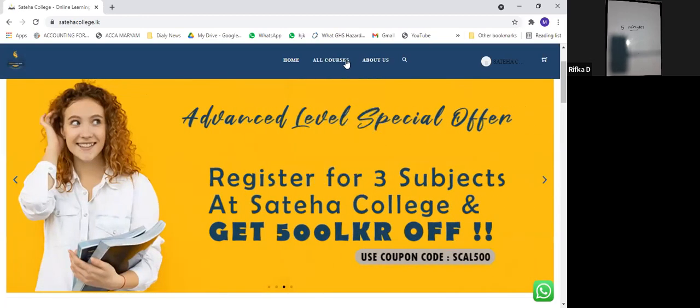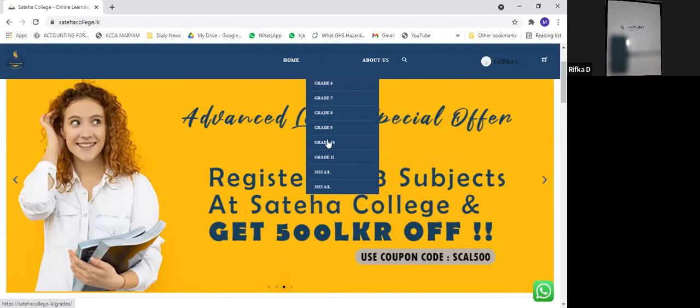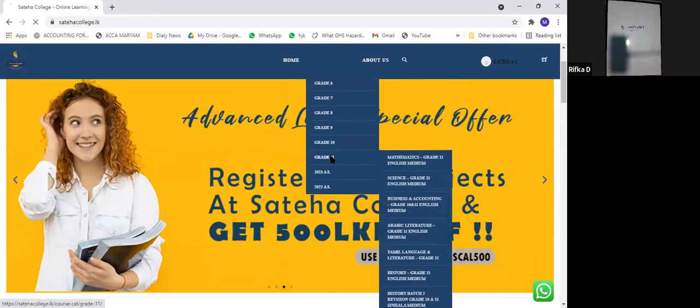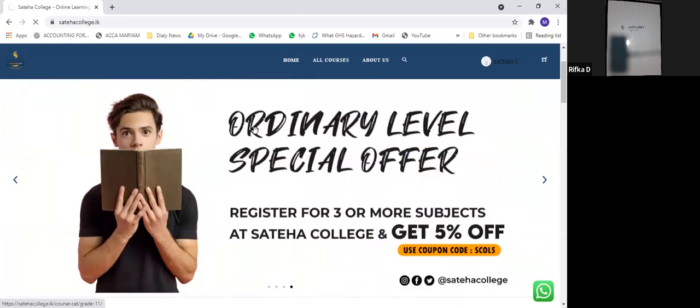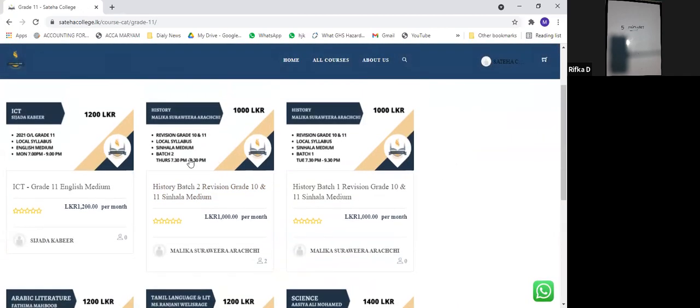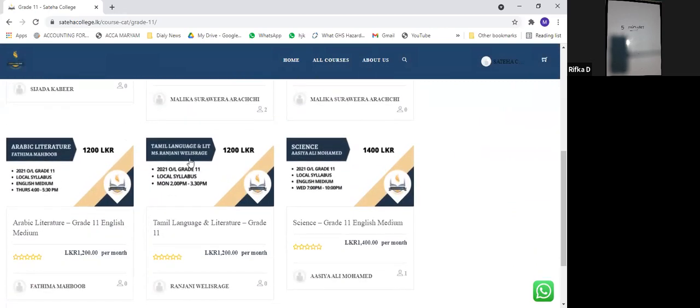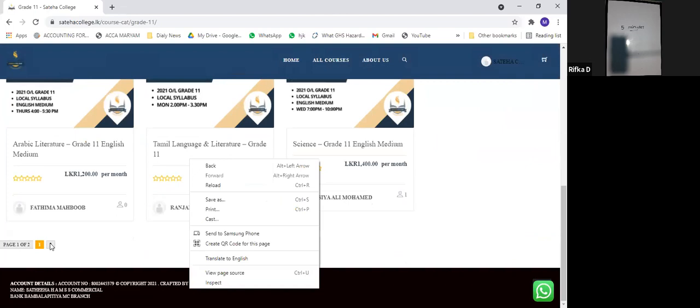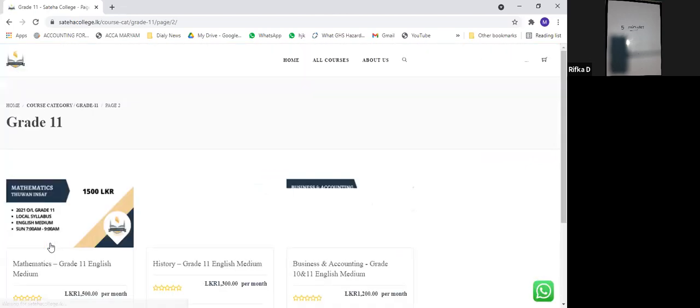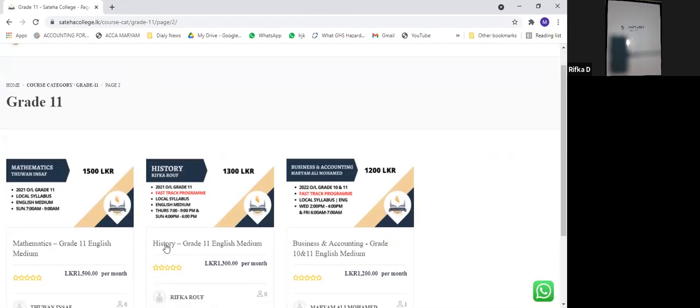Then when we go to courses, let me show you a small part of it. Let me show the grade 11 one. You can go to courses through this section. This is the grade 11 courses, and here you have 2 sections. Let me go to the other one. Here you can find the program: history, Rivka Rao, and it's a fast track program.